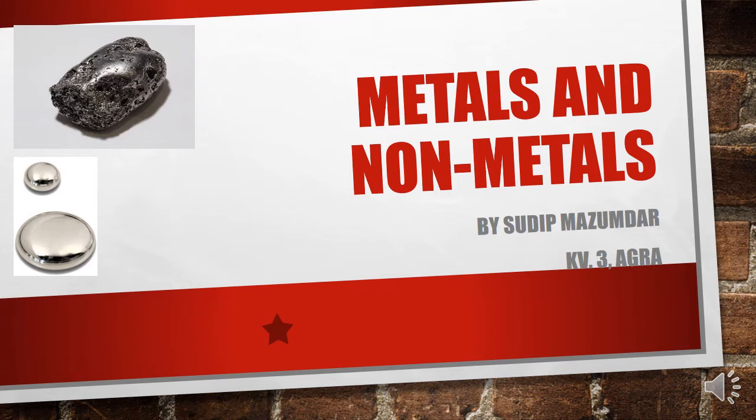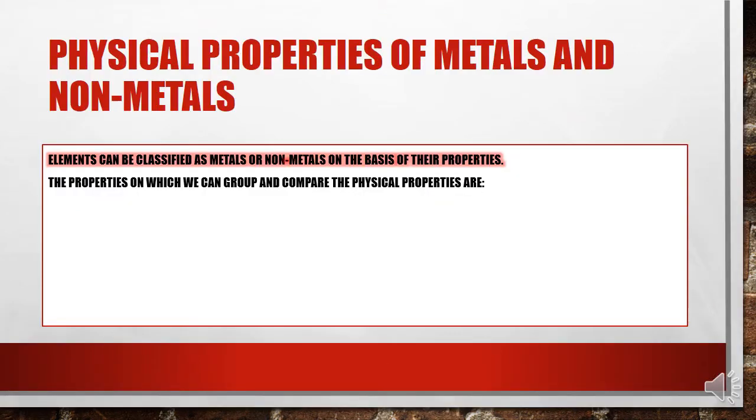What are metalloids? The elements which behave like metals as well as non-metals are called metalloids. Example, we have boron, silicon, arsenic, to name a few. Now coming to the main chapter, we will be discussing the physical properties of metals and non-metals. On what basis will these metals and non-metals be distinguished? I am listing out the properties.